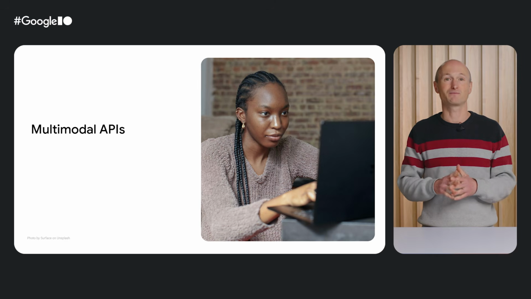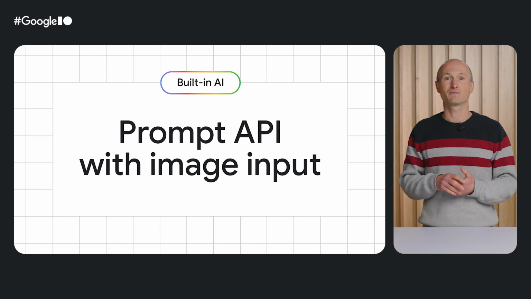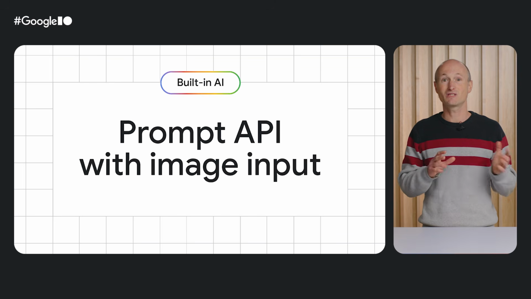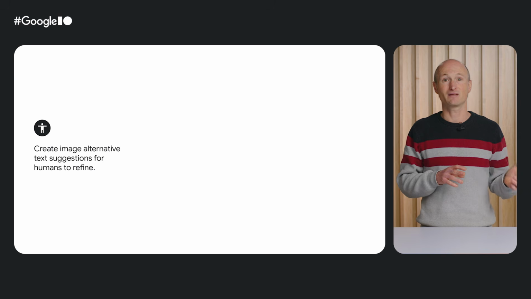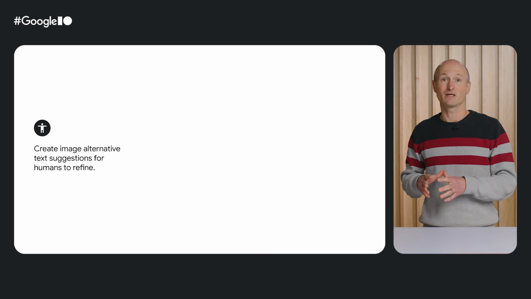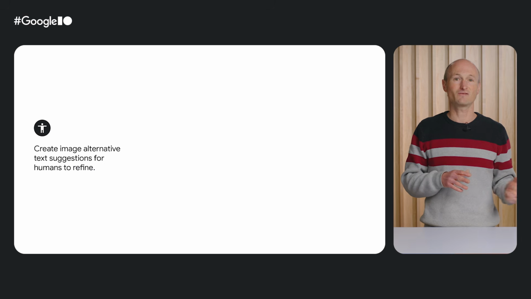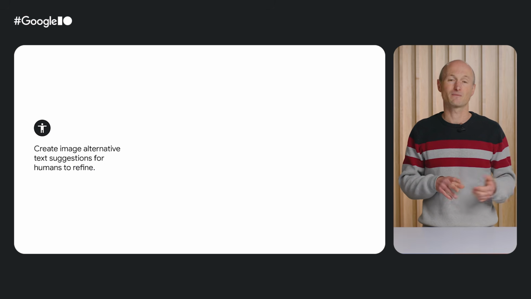Textual APIs like the just announced Proofreader API are exciting, but it gets even more exciting. Introducing multimodal APIs. First, we are adding image support to the prompt API. This means you can ask the Gemini Nano model about what it sees in visual content. This unlocks use cases like having AI describe an image. For example, if you run a blogging platform, you can have the model make suggestions for alternative text for uploaded images that the user can then refine and tweak.